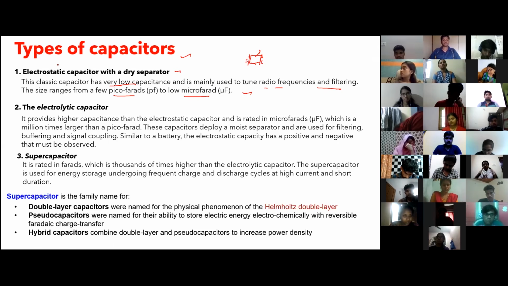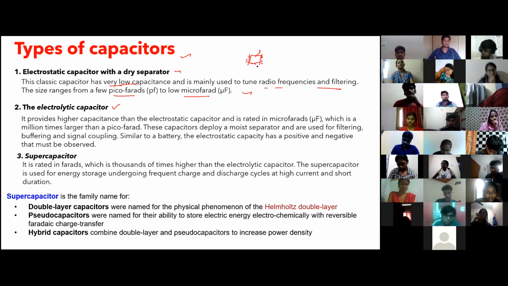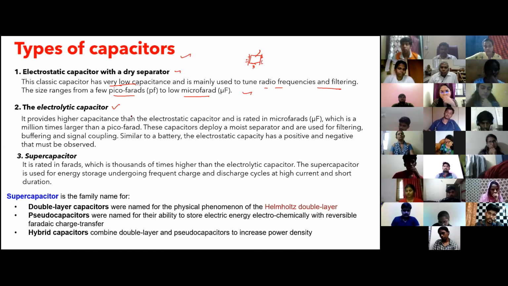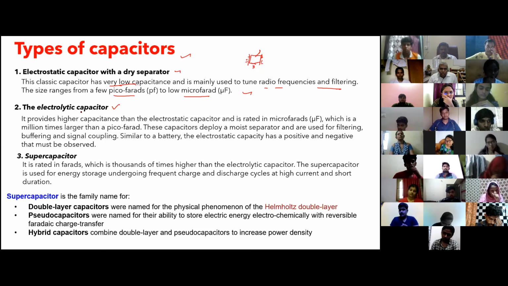So the first type is an electrostatic capacitor, and then another one is an electrolytic capacitor. There people can use some kind of wet separator. In this place they can have a paper which is mixed with electrolyte or just made wet. A wet paper can be built in between them, so it behaves like an electrolytic. There are no chemical reactions like in batteries, but it assists the capacitance to be increased. So it gives higher capacitance than the electrostatic capacitor.